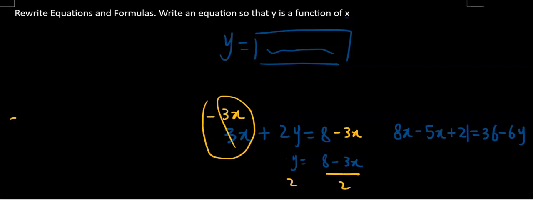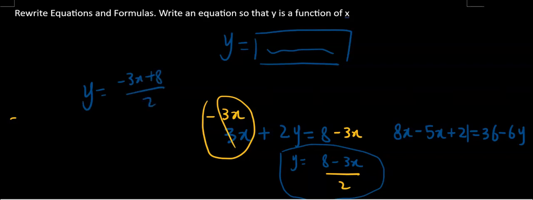Erase what we don't need. Did you see y is 8 minus 3x over 2? And you've just completed it. And can you write y is negative 3x plus 8 divided by 2? And you also notice that there's one part you can actually simplify. Let's make it better. Why not?